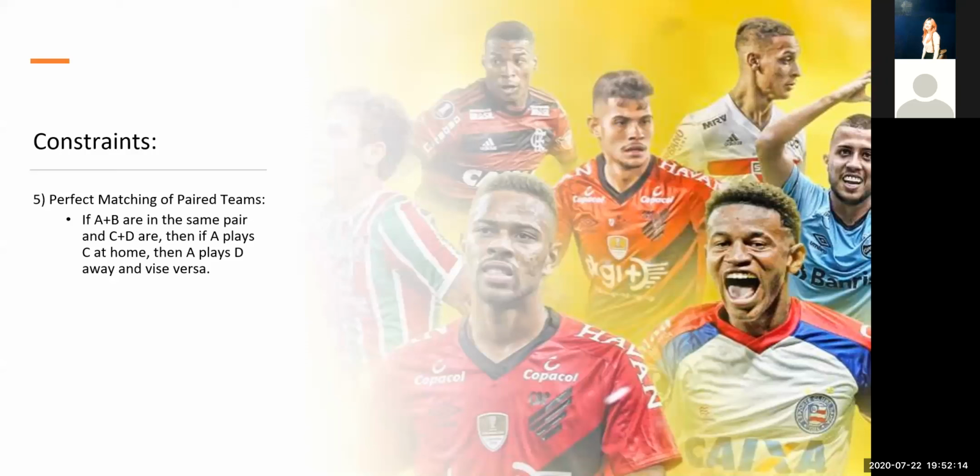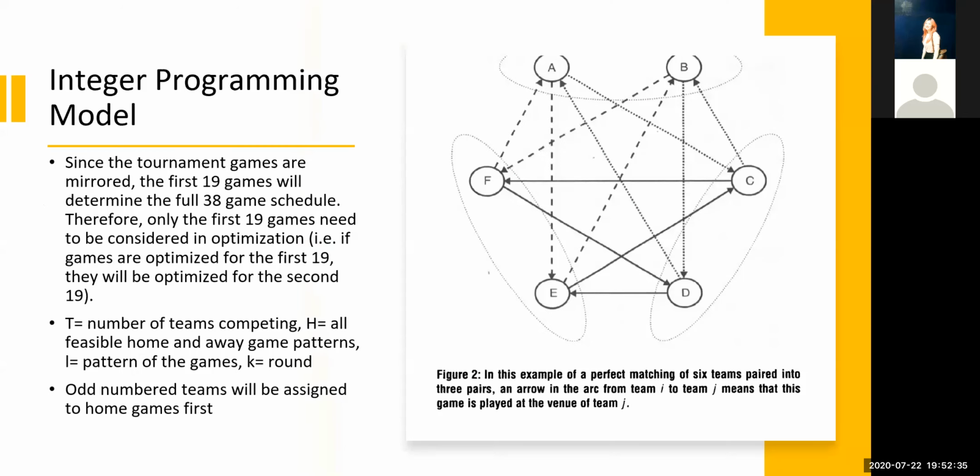And the final set of constraints addresses perfect matching of paired teams. An example is if team A and B are in the same pair and C and D are in the same pair, then if A plays C at home, then A plays D away and vice versa. And Claire will continue with the integer programming model.